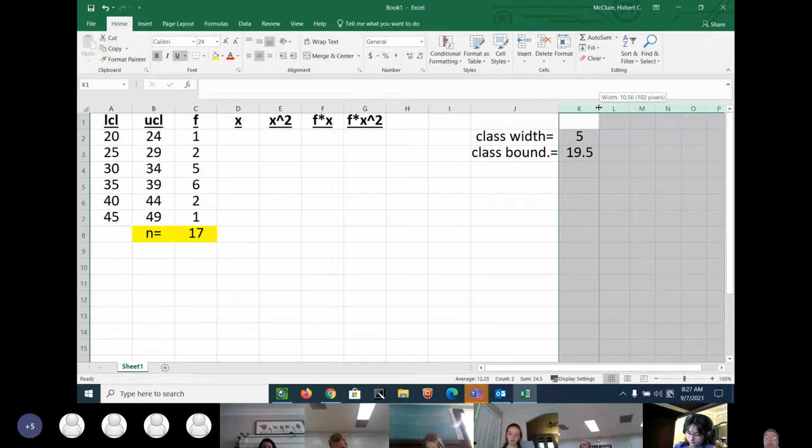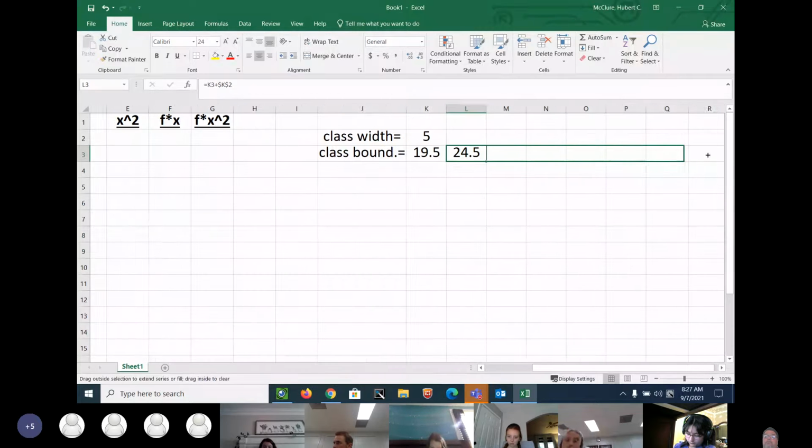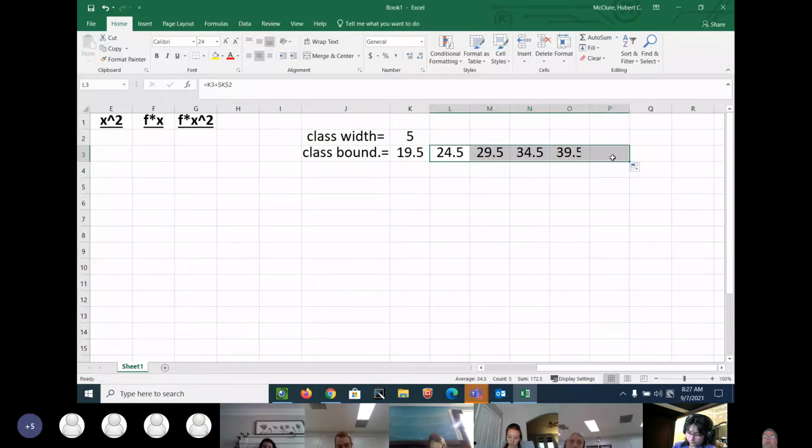There. Equals this plus this, F4. And I'm going to copy that over until I get to 49.5. And one more. There. And there are your class boundaries.